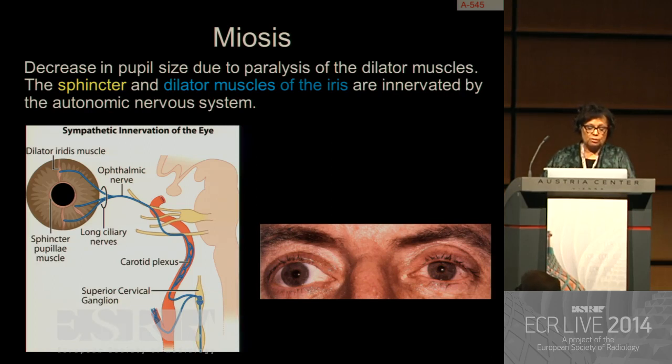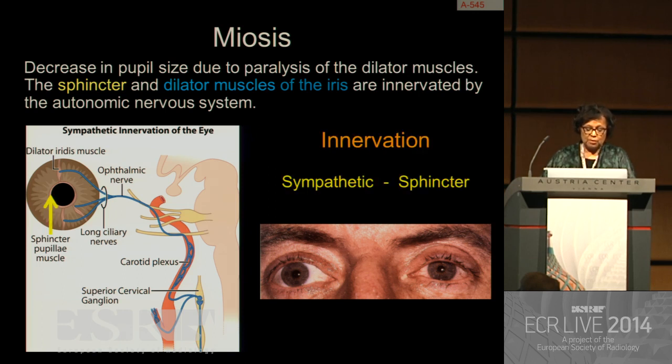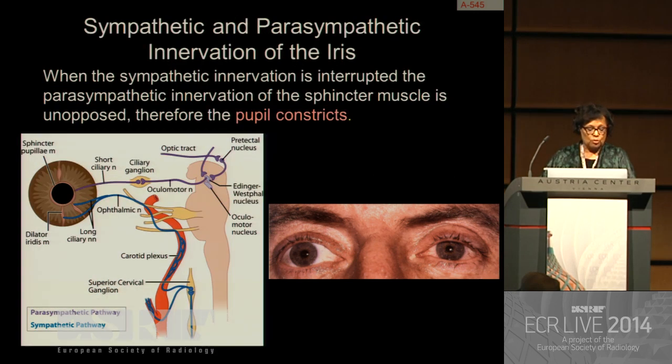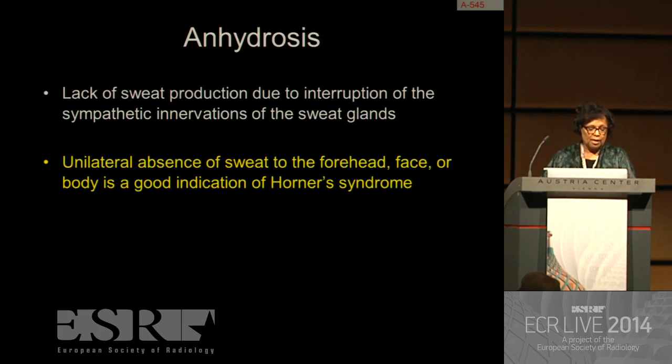Miosis is a decrease in pupil size due to paralysis of the dilator muscle. So the sphincter and dilator muscles of the iris are innervated by the autonomic nervous system. The parasympathetics innervate the sphincter muscle, and the sympathetics innervate the dilator muscles. So when the sympathetic innervation is interrupted, the parasympathetic innervation of the sphincter muscle is unopposed, and therefore you will have the pupil constricting, as we see here in this patient.